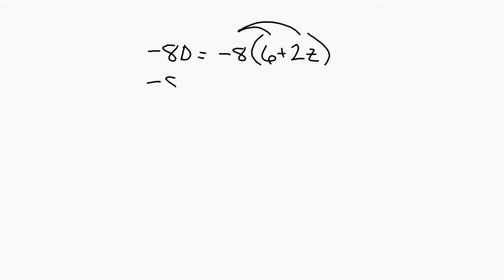Negative 80 equals negative 8 times 6 plus 2z. So you're going to do the distributive property first. So that means the left side stays the same. The negative 80 and the equal sign just come down. Negative 8 times 6 is negative 48. And negative 8 times positive 2z is going to be negative 16z.